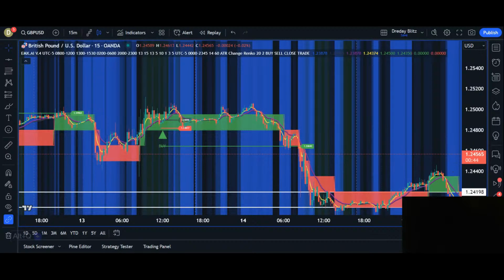So it's not magic or anything like that. It's common sense, and this is exactly how the market works.